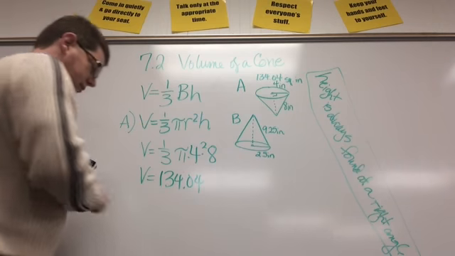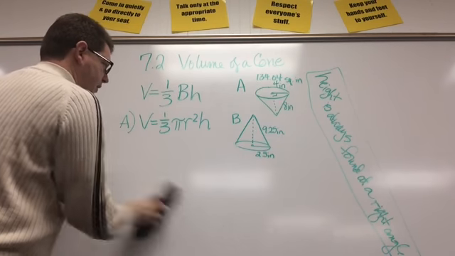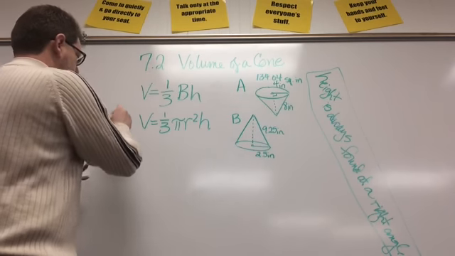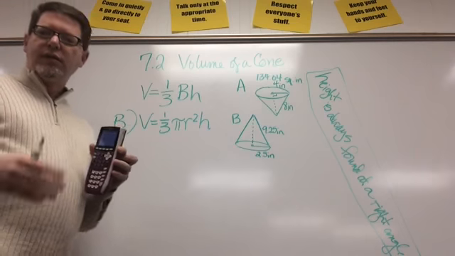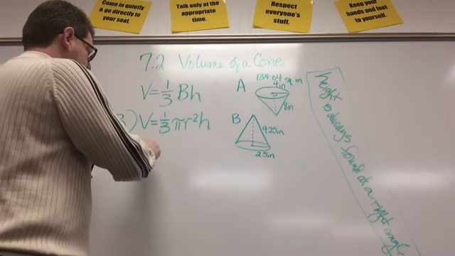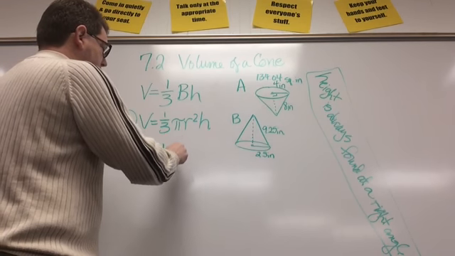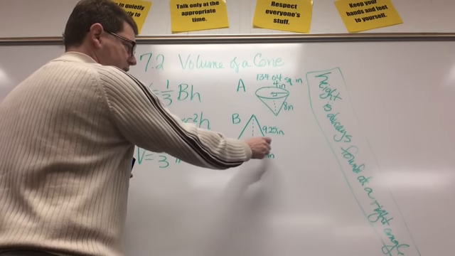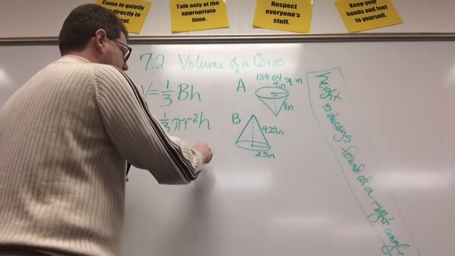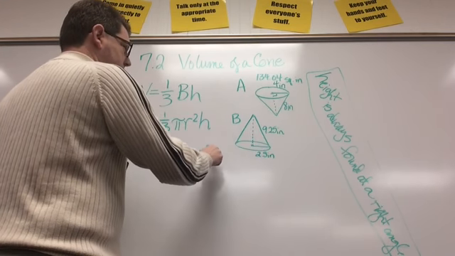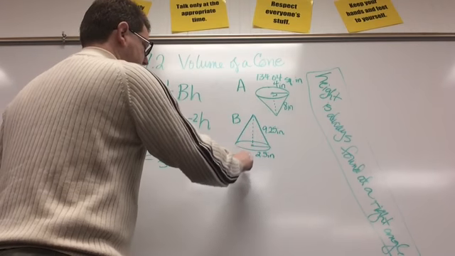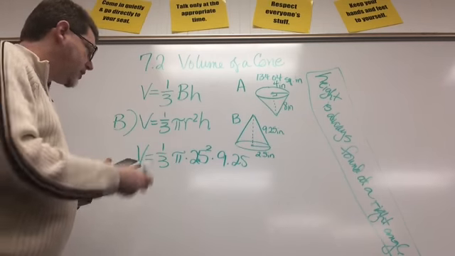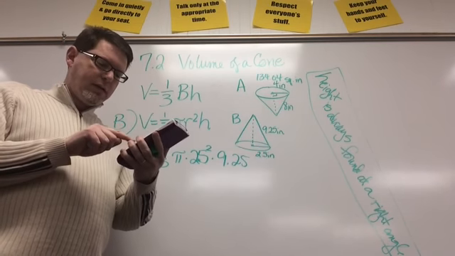Now let's do volume B. I'm just going to erase this part because everything else is the same. And so we're going to call this cone B. Same concept. Plug in my numbers. V equals 1/3 pi. R in this case is 2.5 because it's from the center of the circle to the outside edge. 2.5 squared times the height, which is 9.25. Thank goodness for calculators, or those other decimals would drive us nuts. So we're going to type that in our calculator.